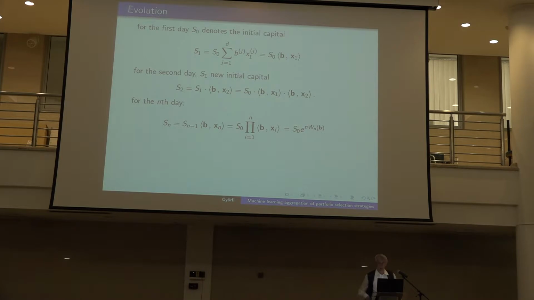So it is reasonable to introduce the growth rate for this wealth, which is already an average. So as soon as the return vectors are independent, identically distributed random variables, then this average goes to the expectation, the expected log return.